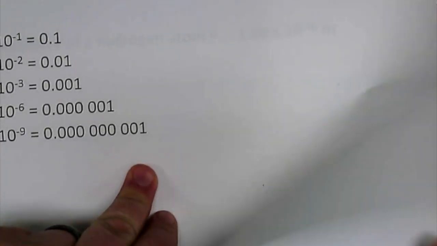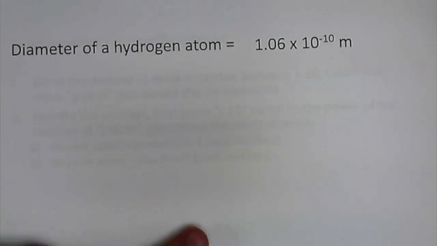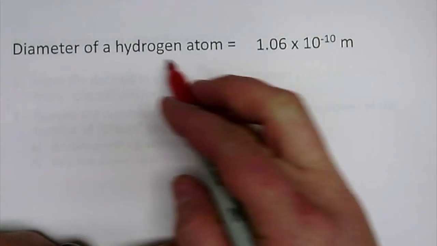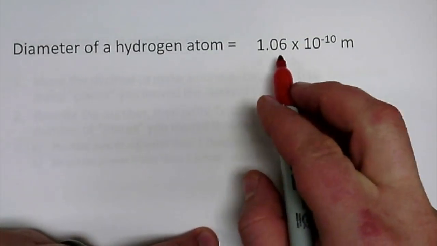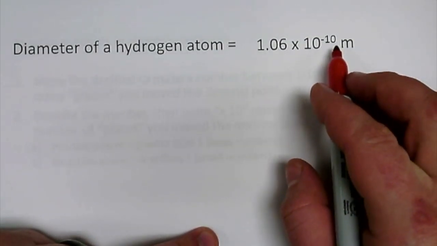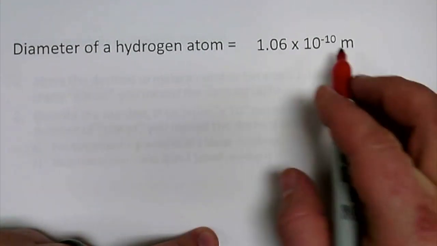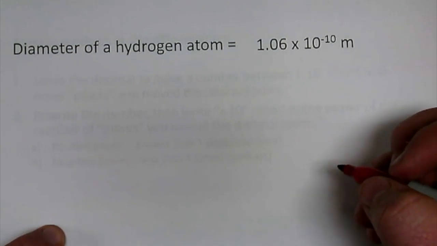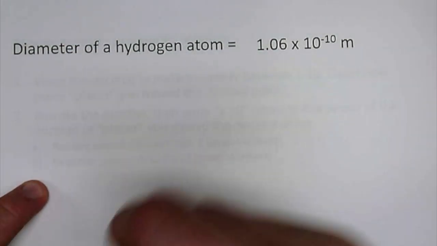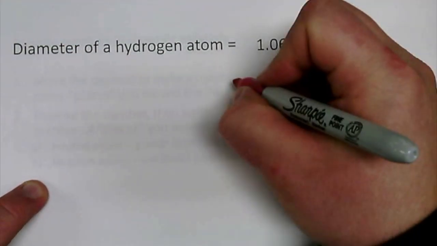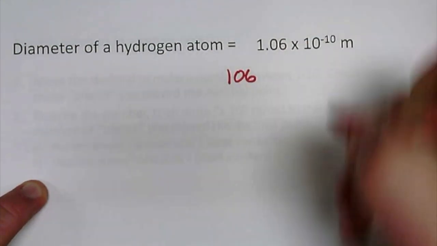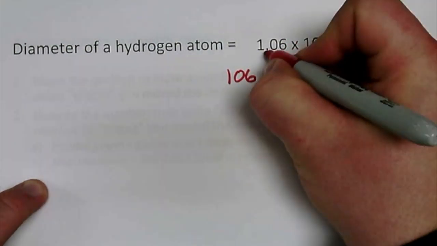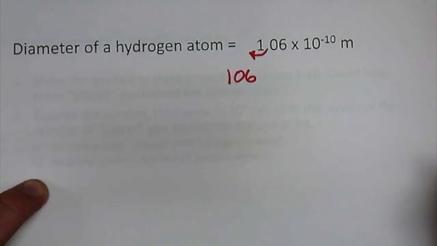Now, to go backwards in scientific notation, for example, this is the diameter of a hydrogen atom, 1.06 times 10 to the power of negative 10. That's a very, very small number, but I want to turn this into regular notation again. So I am going to start off by writing this without my decimals. I'm moving the decimal place this way to actually get rid of it.